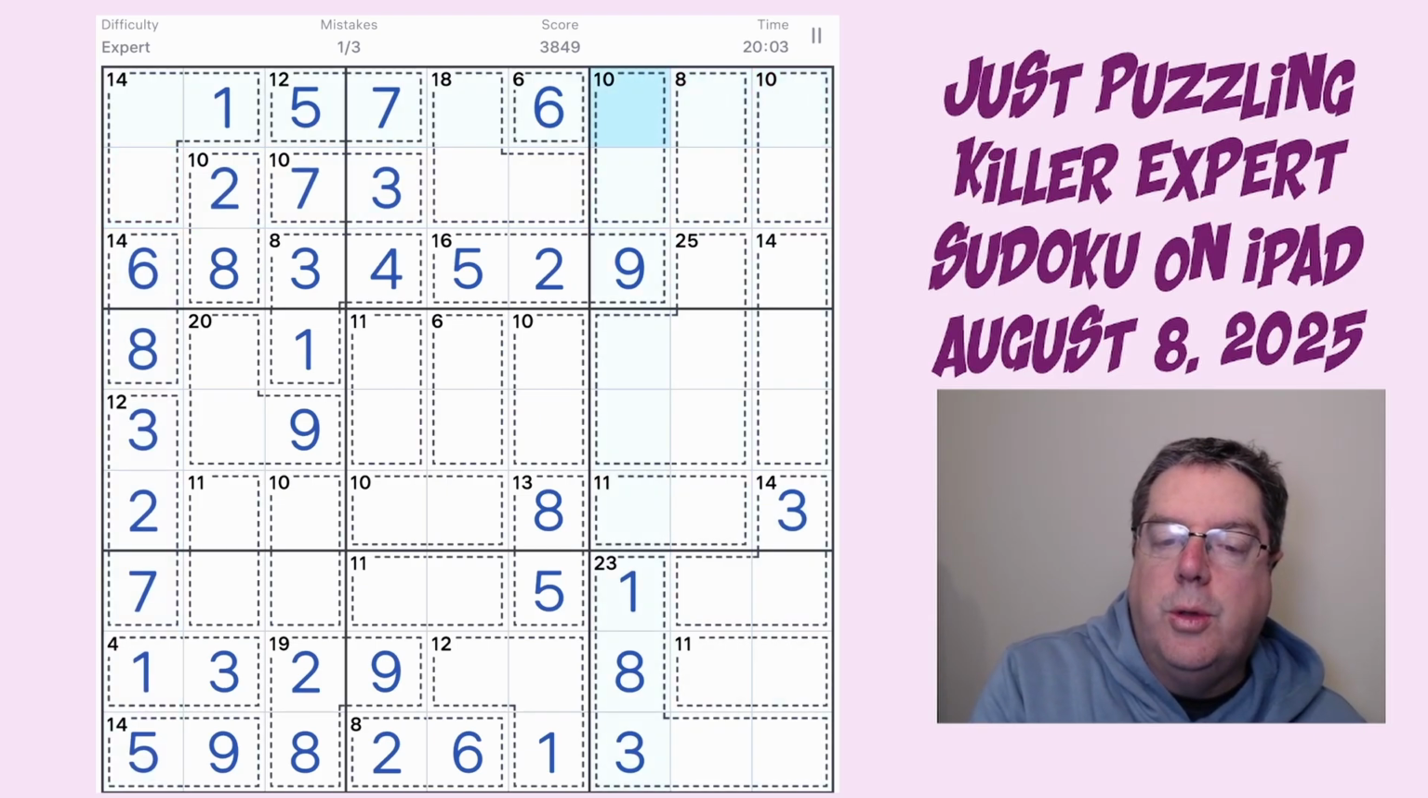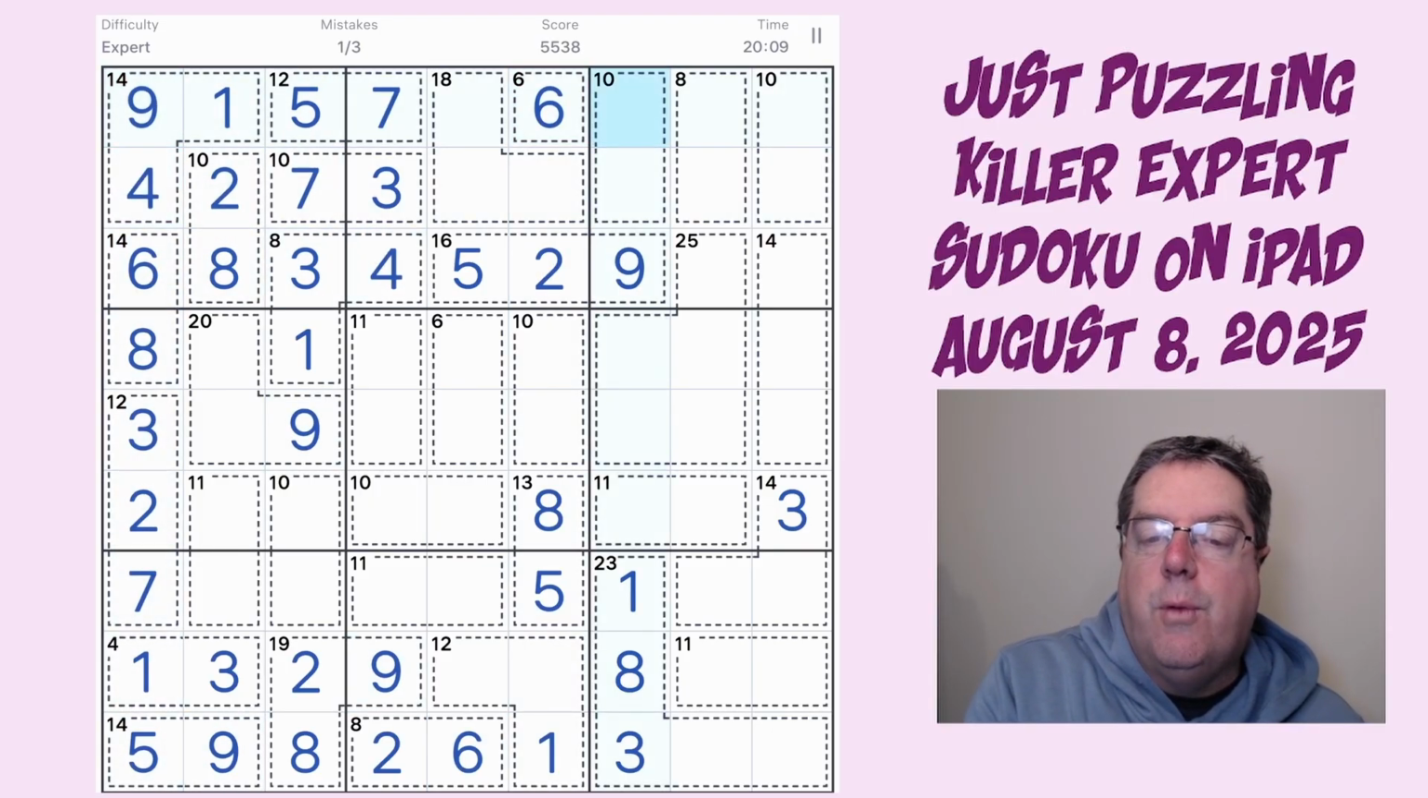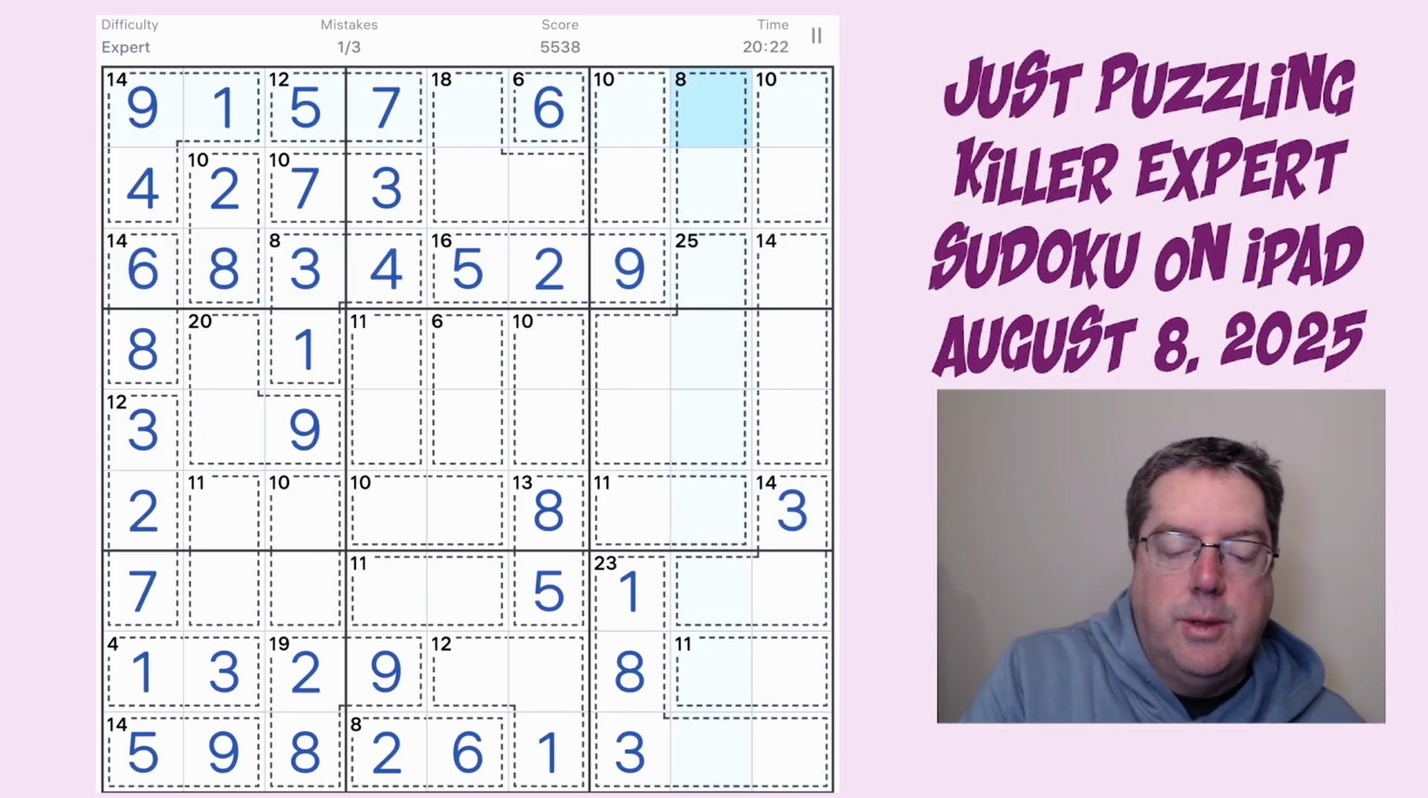I know that 4's in the top row because it's 6, so that's going to be the 9, and this is going to be the 4. Alright, so I need a 4 up here, which I know. 1 and 7's out of here, so 1 and 7's out of this. So this is going to be 5 and 3. So this is the 3, and this is the 5.